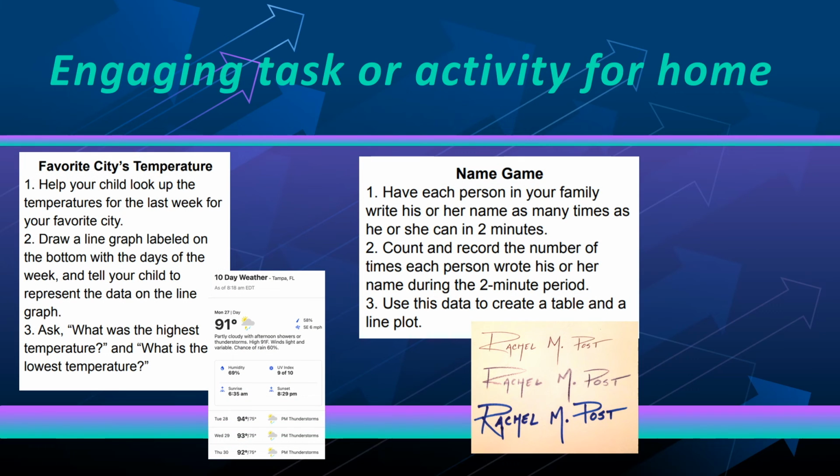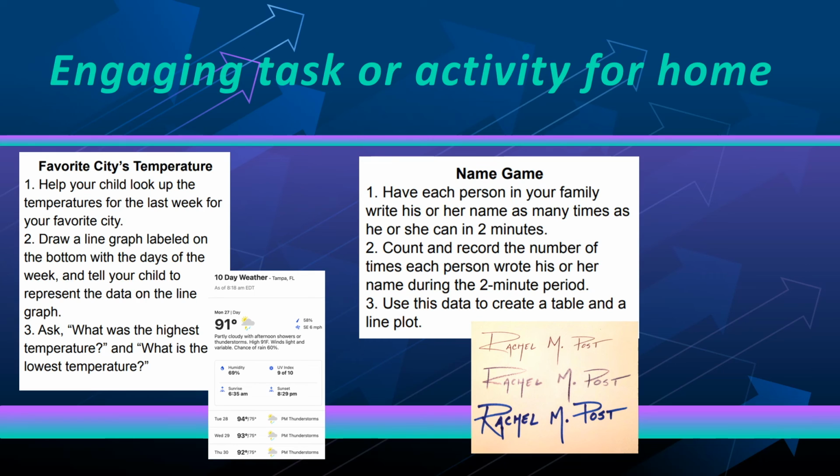We want students to continue their learning at home. These are two activities from the Tic-Tac-Toe board on the STEMscopes parent letter. For the first activity, students are looking up the temperature for their favorite city and using that data to create a line graph. For the second activity, students are getting family members to write their name as many times as possible in 2 minutes, then creating a line plot with the data.